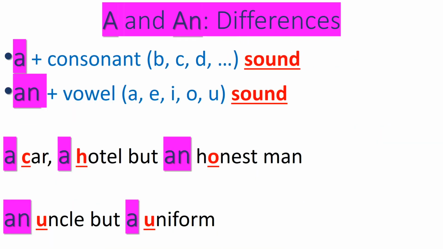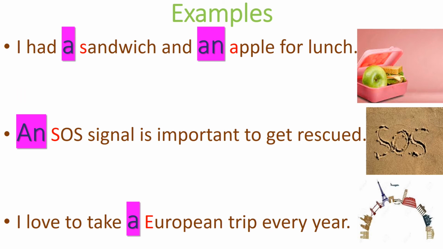Let's talk now about the differences. A is used with consonant sounds. An is used with vowel sounds. Be careful, we talk about sounds. It means it's not that when we see a consonant we use a, or when we see a vowel we use an. We need to check the sound. We need to try the word. A car, a hotel, but an honest man. An uncle, but a uniform.